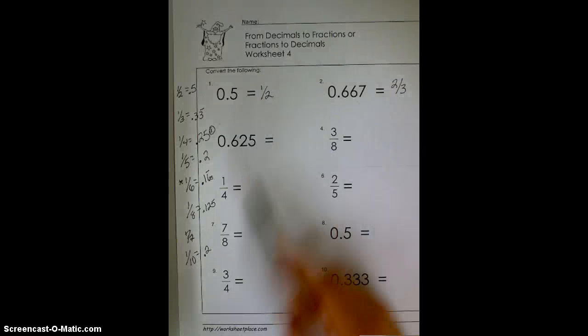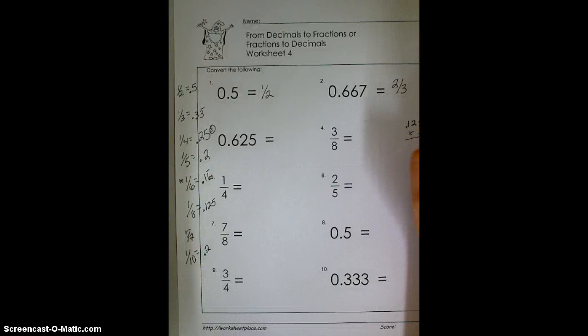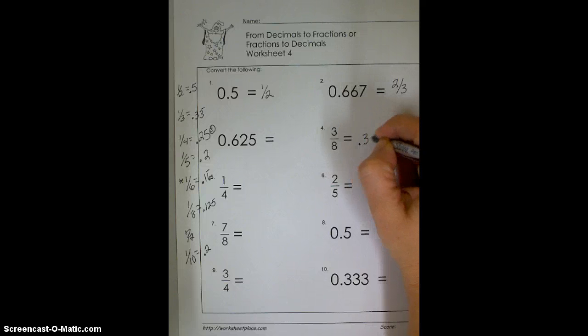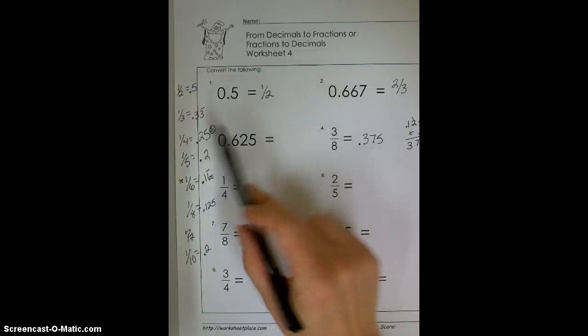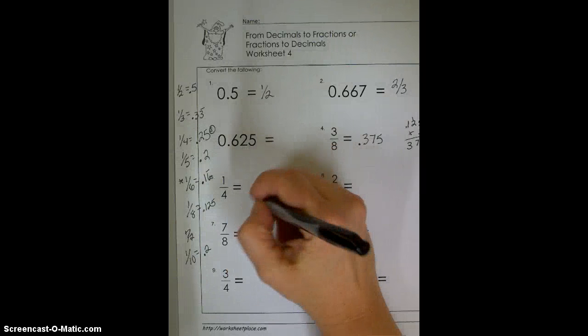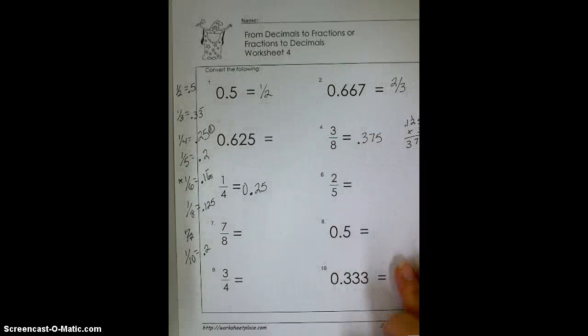3/8, again, if I know 1/8, I can just add this 3 times, 0.125, or I can multiply it by 3. And I bet a lot of you can do this in your brain anyway. And you get 0.375 for this one. 1/4, we can see right over here, we wrote it down, it's 0.25. If you want to, you can put that 0 in here as a placeholder.